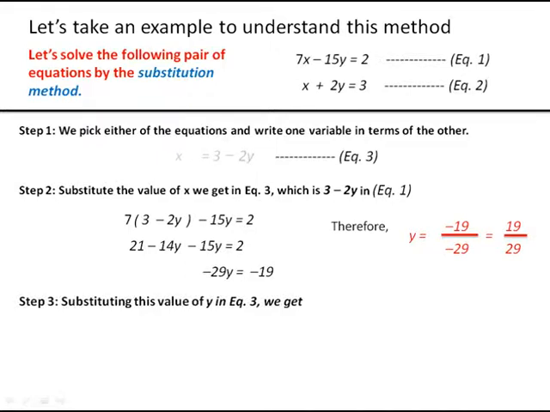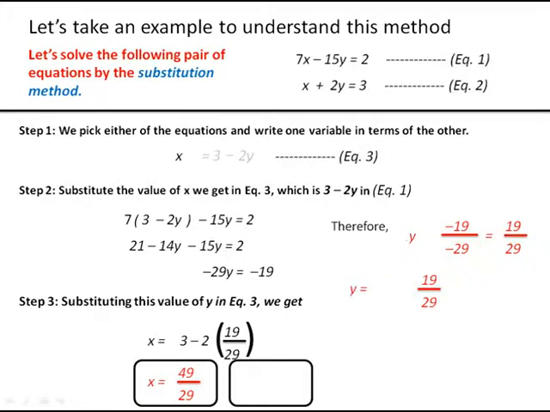Step 3. Substitute this value of y in equation 3. We get x is equal to 3 minus 2 into 19 by 29. So x is equal to 49 by 29. So we get the value of x and y. x is equal to 49 by 29 and y is equal to 19 by 29.